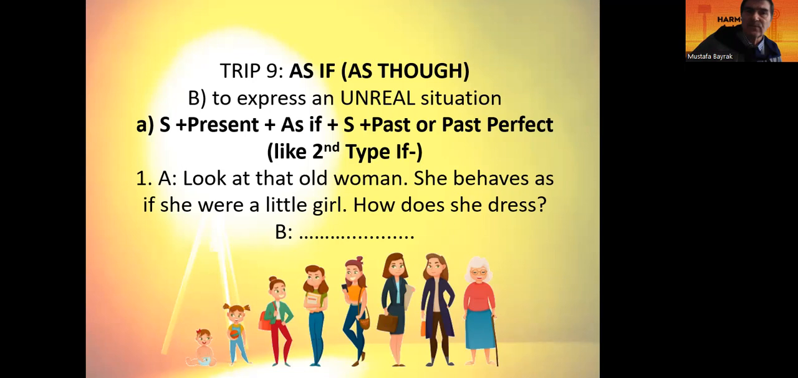Now, dialogue one. Look at that old woman. She behaves as if she were a little girl. Maybe she is 70, 80, or 90 years old, but she behaves as if she were a little girl. So this is an improbable situation. How does she dress? She dresses as if she were a queen, for example. She dresses as if she were a queen.